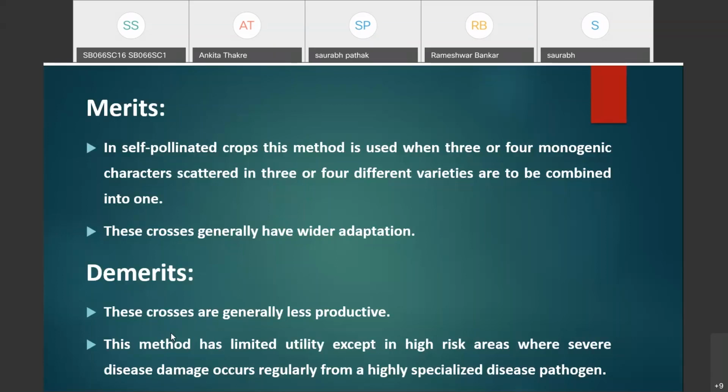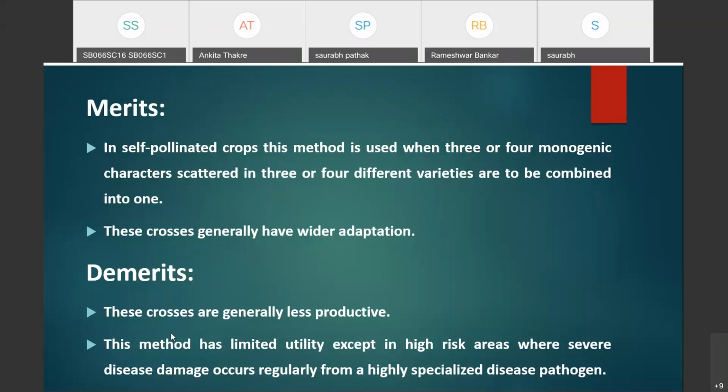Then the limitations, or we can say the demerits, of using the multiple or composite cross in self-pollinated crops. These crosses are generally less productive, and this method has limited utility except in high risk areas where severe disease damage occurs regularly from a highly specialized disease pathogen.